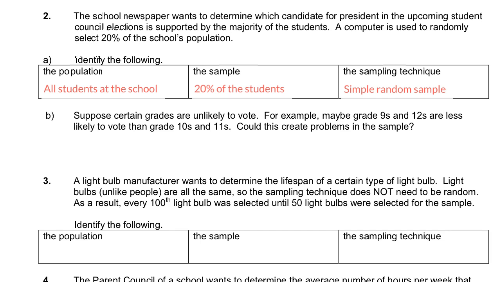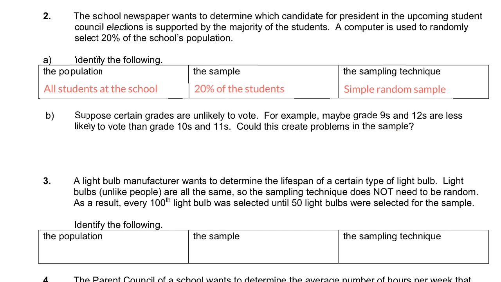Well, the population is all the students at the school. They're sampling 20% of the students, and they're being chosen at random. So it doesn't say that they were divided into clusters or anything like that. It's just a simple random sample. Suppose certain grades are unlikely to vote. For example, maybe grade 9s and 12s are less likely to vote than grade 10s and 11s. Could this create problems in the sample?